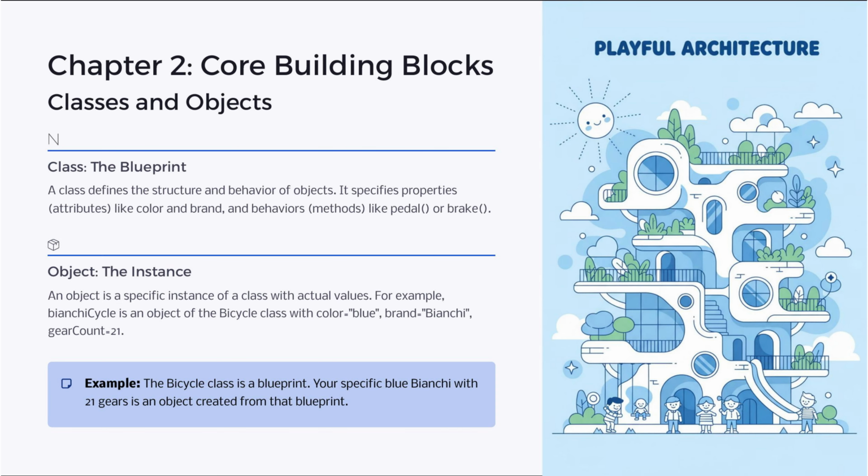Classes serve as blueprints, defining properties and behaviors. For instance, a bicycle class might include attributes like color and brand, and methods such as pedal or brake. An object, like Bianchi Cycle, is a specific instance of this class, with defined values such as color equals blue, brand equals Bianchi, and gear count equals 21.